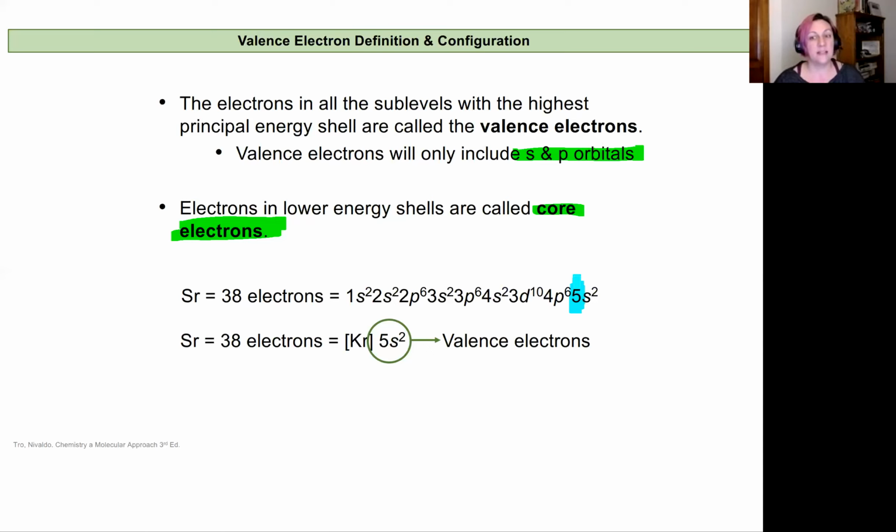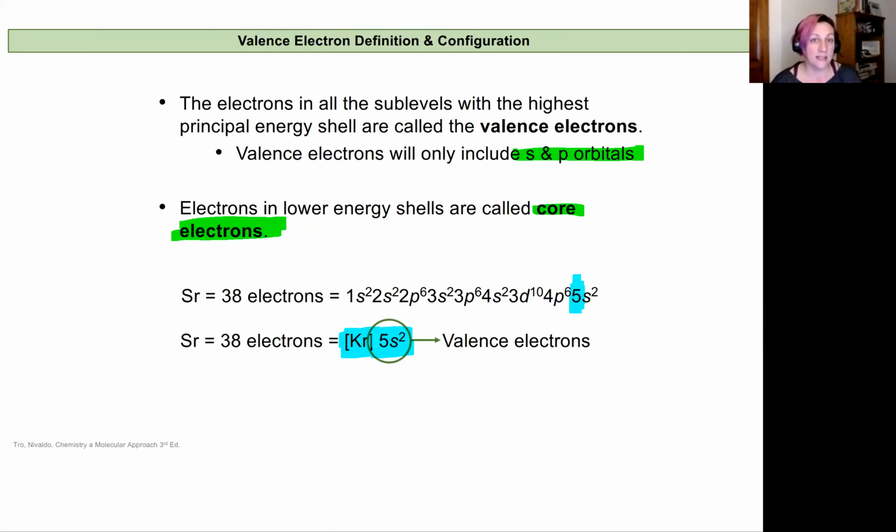So it's not necessarily the highest in energy, right? Because if I had 4d electrons there, that 5 would still be the highest n number. And so my valence electron configuration just includes the 5s2. And I've abbreviated it with the noble gas that's nearest to it. And so this just represents my valence electrons.